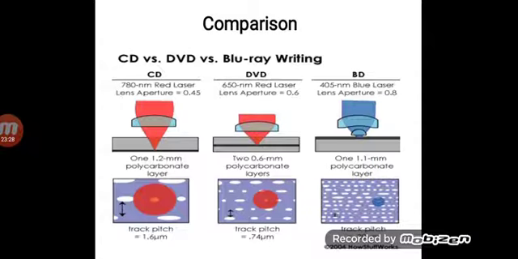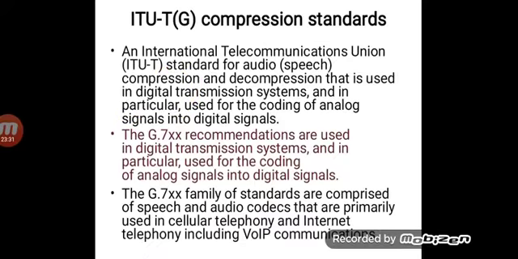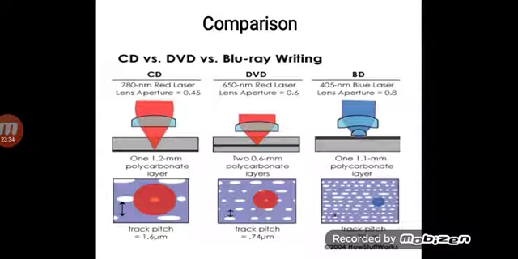Now here you can see the wavelength of the laser beam has changed from 780 nanometer with a lens aperture of 0.45. Here we use 650 nanometer. So obviously when the wavelength has changed, it can form very tiny pits and flats, so a higher amount of data. Also here you can see the difference that the distance between two tracks has reduced drastically, so the number of tracks for a DVD is way more than that of a CD.